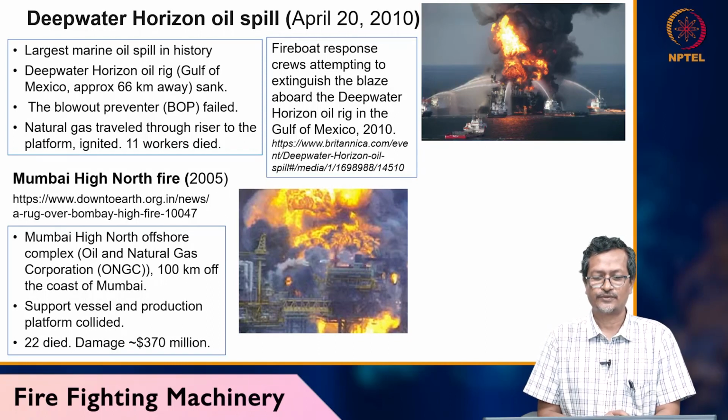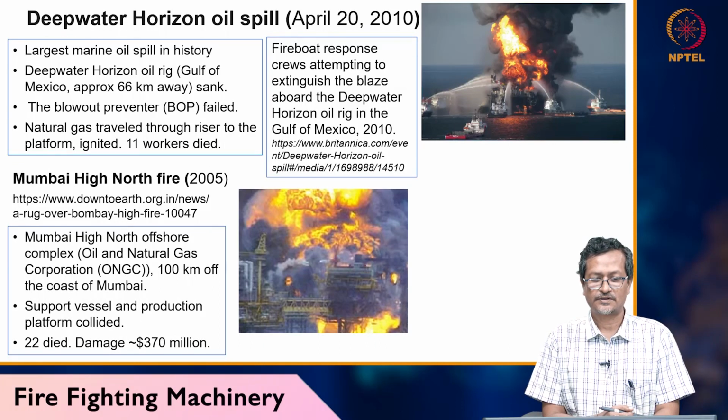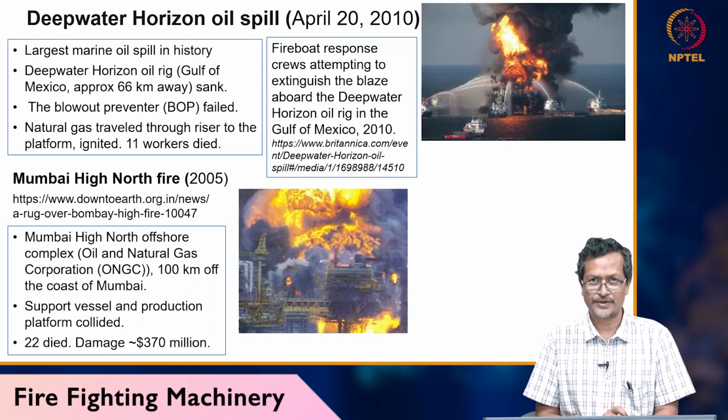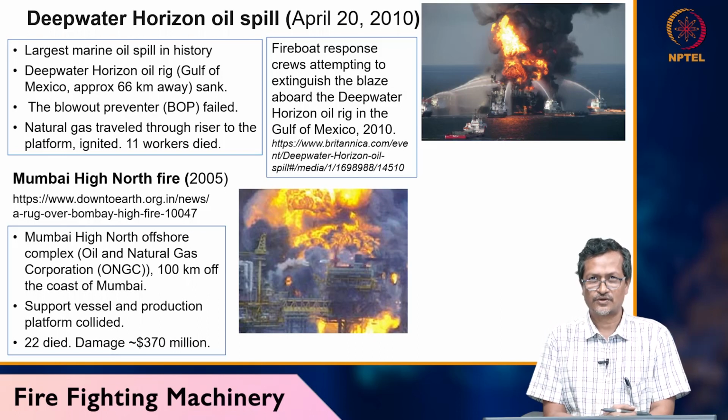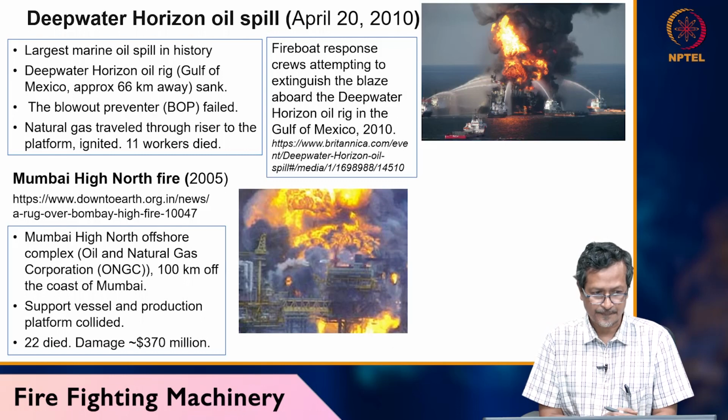First we should know what disasters happened in the recent past. The Deepwater Horizon oil spill happened on April 20, 2010. It was actually the world's largest oil disaster. Lots of oil went into the sea, lots of sea creatures and animals died, and there was lots of environmental loss.